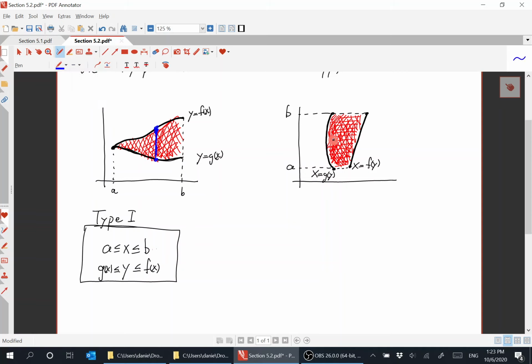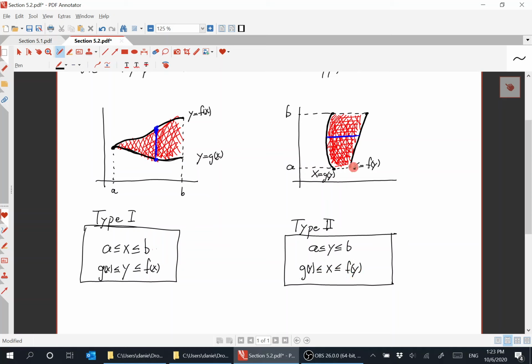So y is bounded by a constant, and x is bounded by functions of y. We call this region type 2, or second type, whatever. Silly terminology. So this is a less than or equal to y less than or equal to b, and this is g of y less than or equal to x less than or equal to f of y.